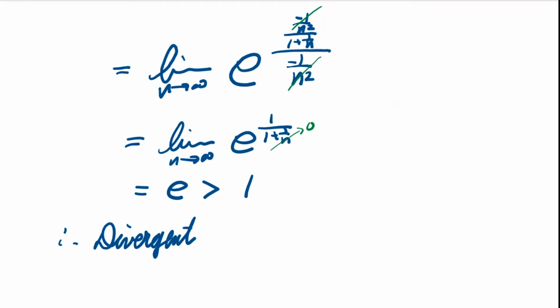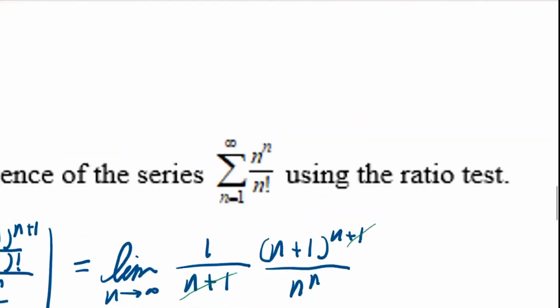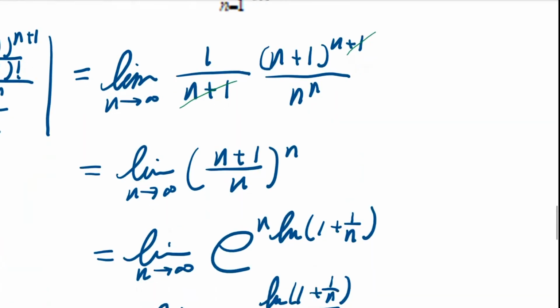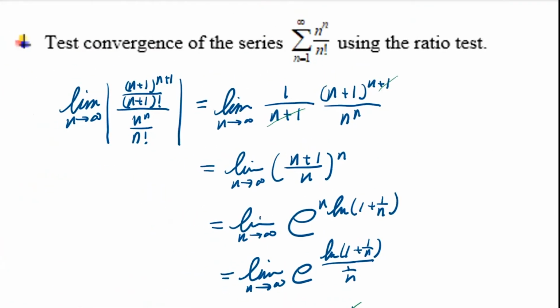We really did not need this, because if you think about it, factorial versus n to the n power, which one grows faster? The top one grows faster. You know what I'm saying? So this sequence inside does not even converge to 0. So obviously this will diverge, but I wanted you to see how the ratio test is being used, okay?